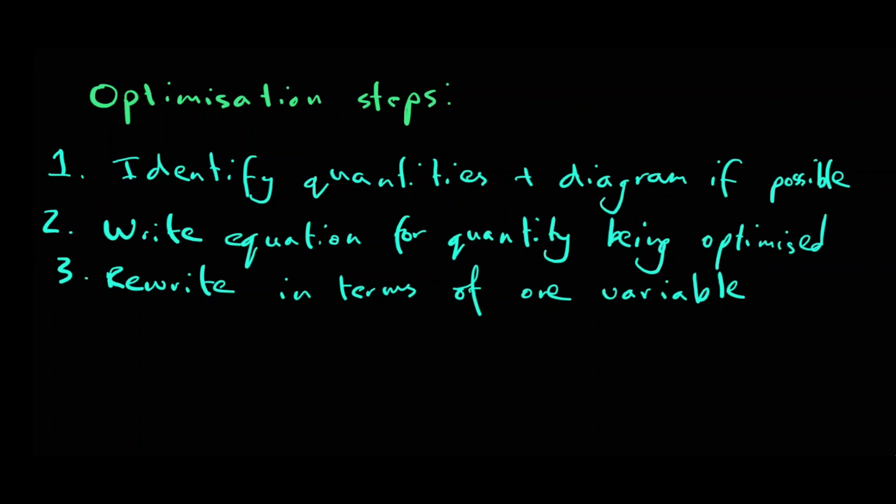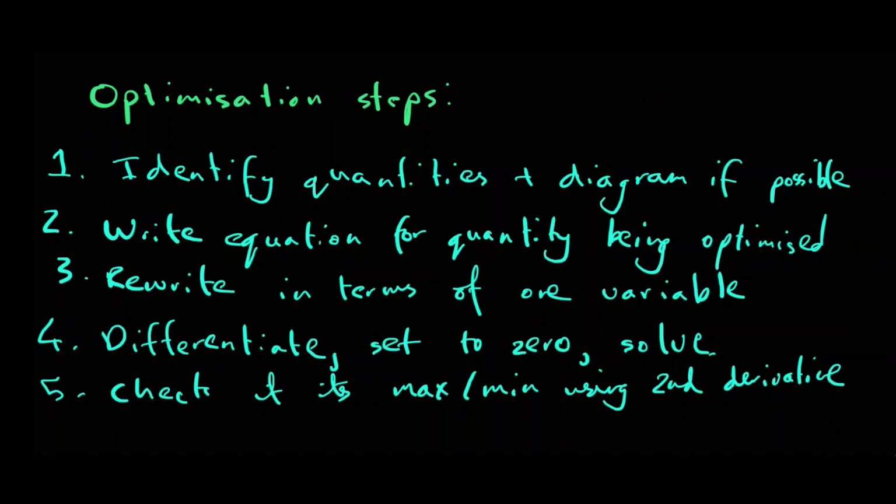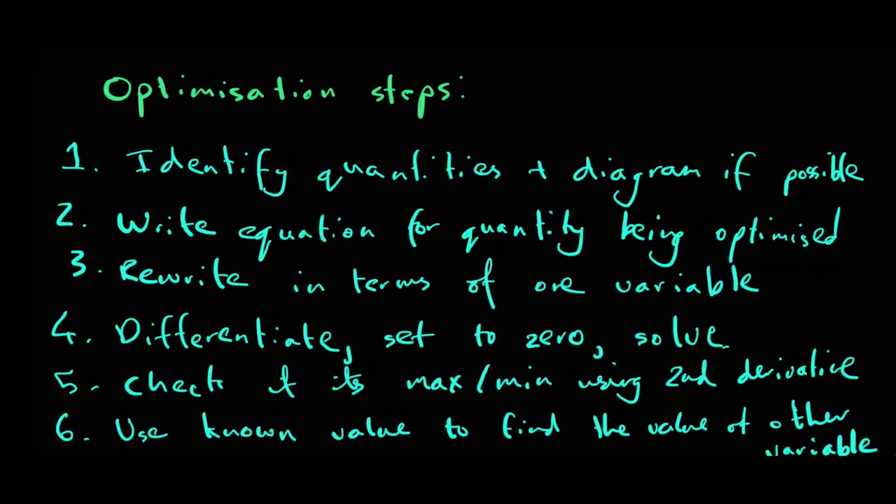So this step kind of depends on the problem, because sometimes there's only going to be one variable anyway, so you'll be able to skip this step, but sometimes there'll be multiple. Next you need to differentiate the equation, set it to 0, and solve it. Then step 5 is to check if the quantity's been maximized or minimized using the second derivative. And the final step is to use the known value to find any other variables.